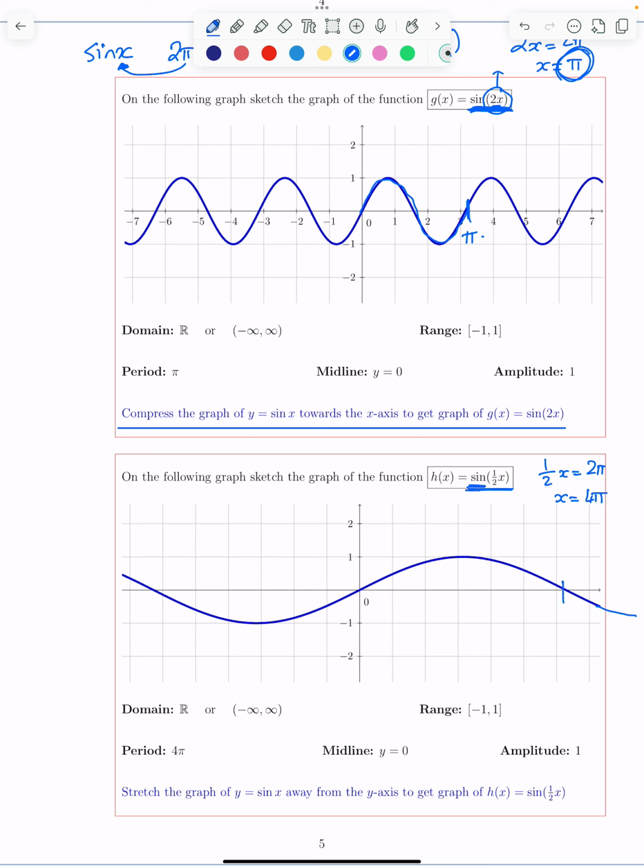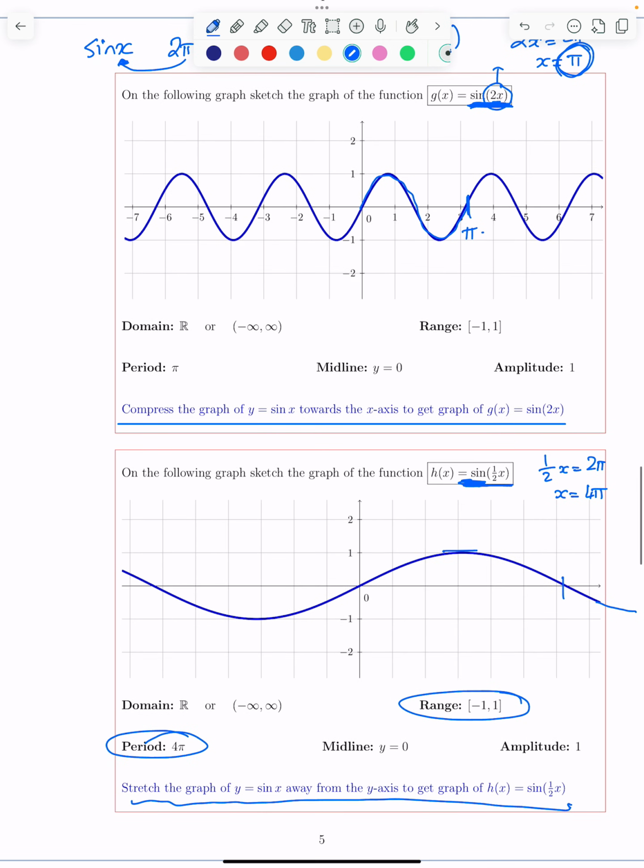Its range is still the same. I haven't multiplied it by anything on the outside here, nor have we added anything. So its range is still from -1 to 1. But its period is 4 pi. So it's a stretching of the graph of y equals sine x away from the y-axis to get the graph y equals sine of a half x.